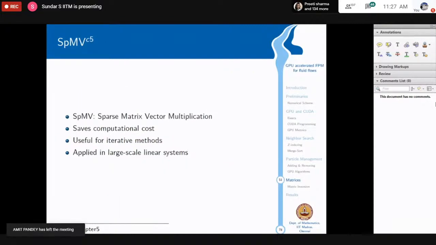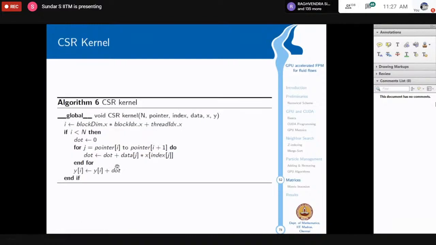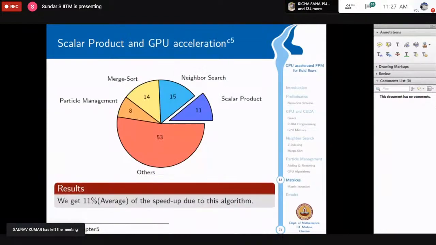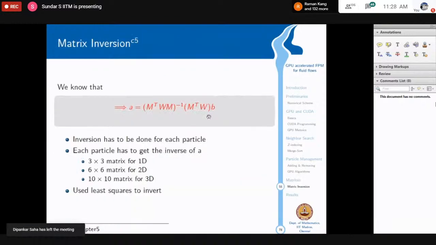I need all the saves computational cost, useful for iterative methods. I'm using SPMV applied in large scale linear systems. Then this is the CSR kernel, which I have already explained. Scalar product reduction, which I told you, has to be written in GPU. Then I am using the scalar product, so already 11% speed up, which you get from here, on scalar products.